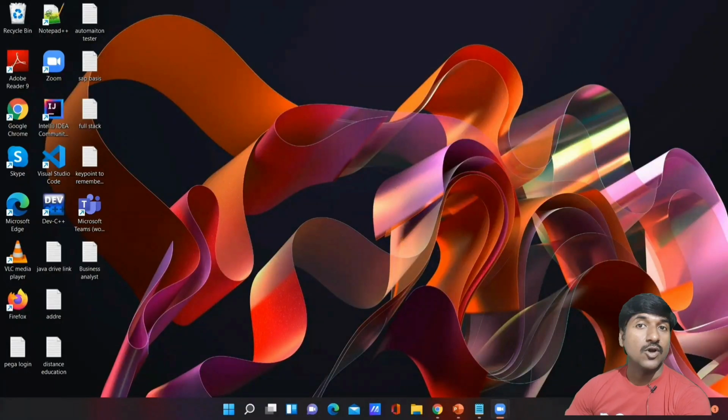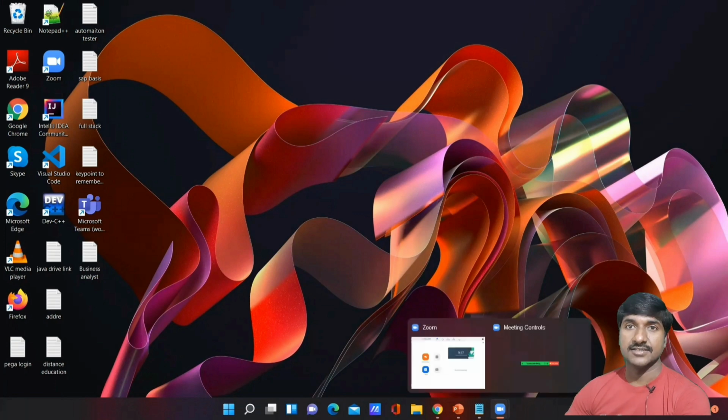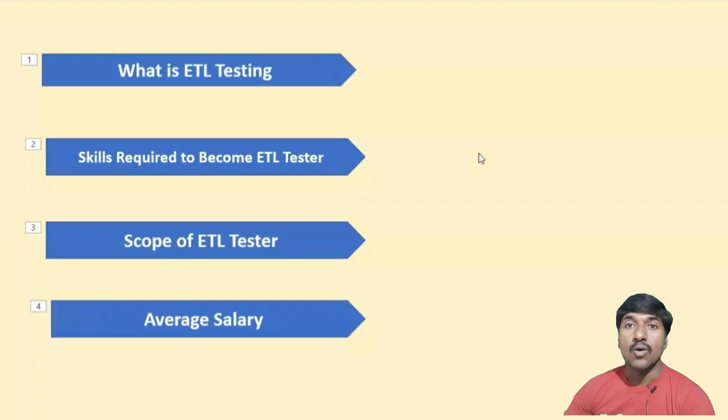In today's session, we are going to discuss the scope of ETL tester, and also we will know what is ETL testing, what are the advantages of ETL testing, and what are the skills required to become an ETL tester. And also we will know what is the scope of an ETL tester and what is the average salary for an ETL tester. We will discuss all these concepts in this session.